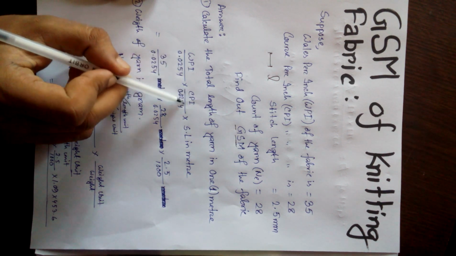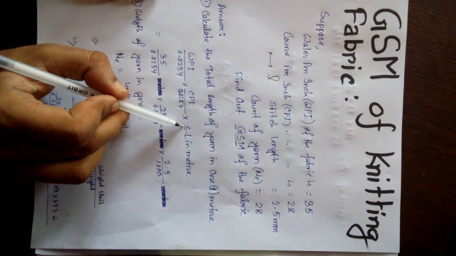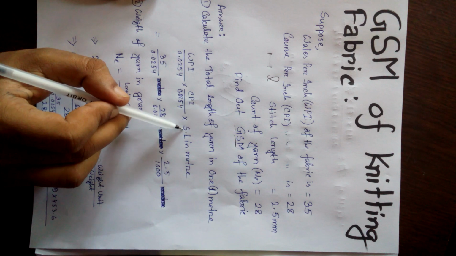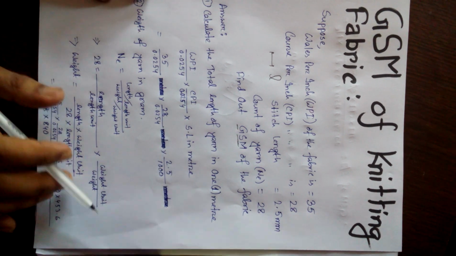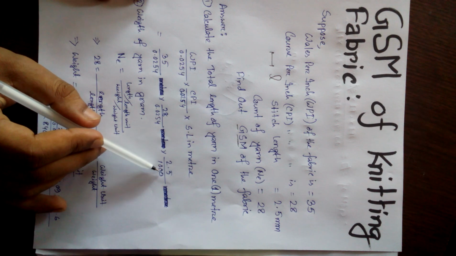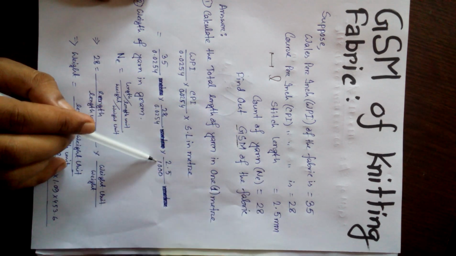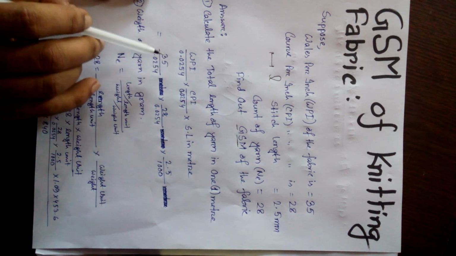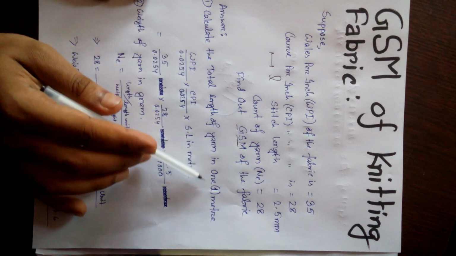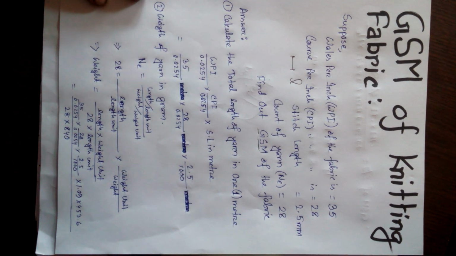And again, if we do the same, we'll find the course per meter, and we multiply these two with the stitch length in meter. As 1000 millimeter is 1 meter, we have divided the 2.5 millimeter by 1000. So firstly we will calculate the total length of yarn in 1 meter. Then our duty is to find out the gram of the yarn, or weight of the yarn.